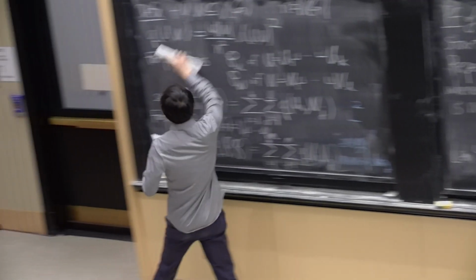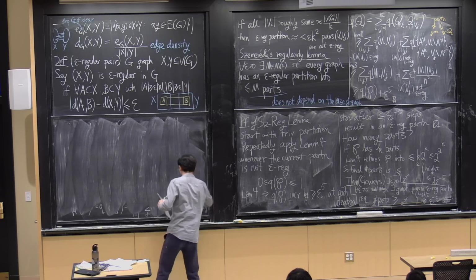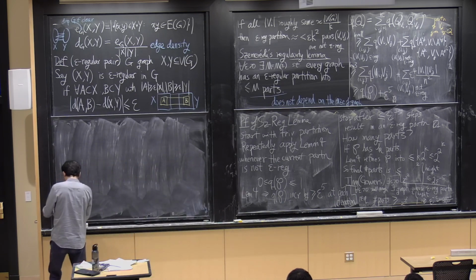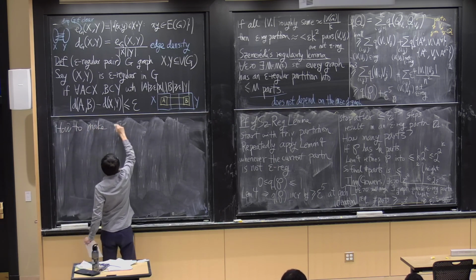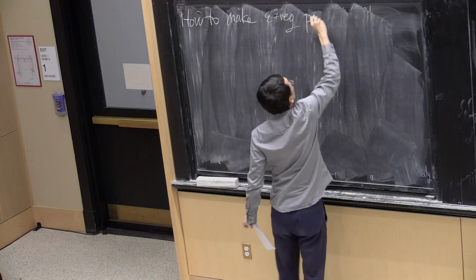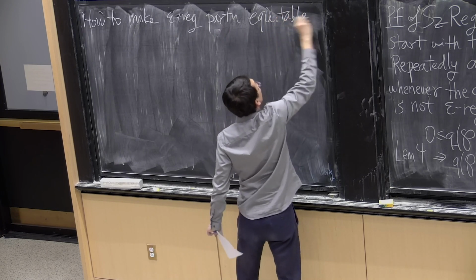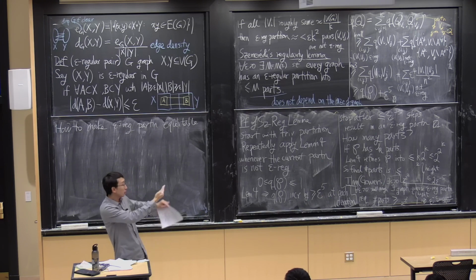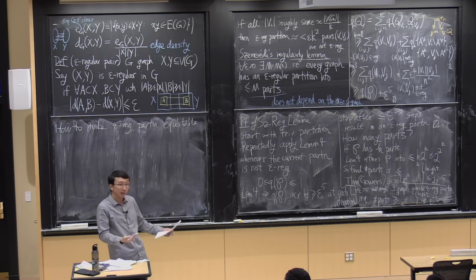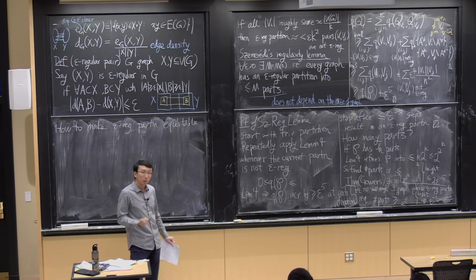So how to make the epsilon-regular partition equitable? Any guesses? Any attempts on what we can do? Basically, it's going to follow this proof. As I said, the spirit of Szemerédi's regularity lemma is what I've shown you. But the details and execution may vary somewhat depending on the specific purpose you have in mind.